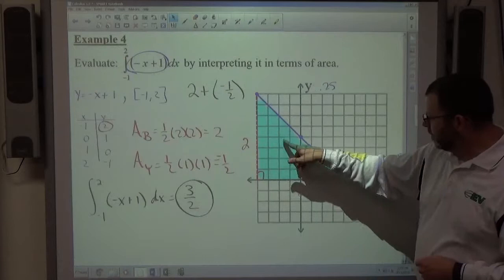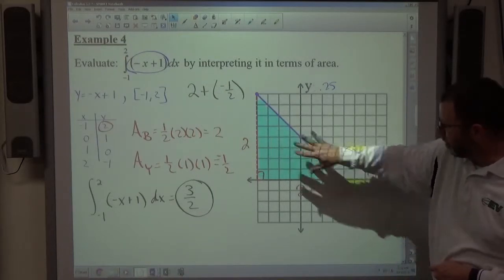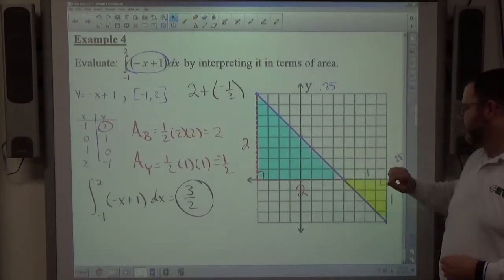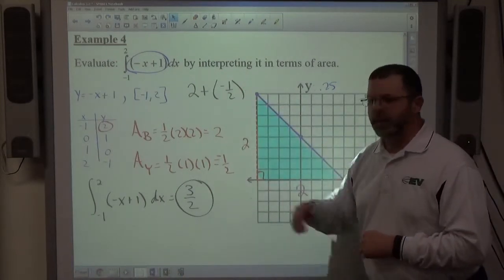When it crosses the x-axis, so some's above, some is below, find the positive area, find the negative area, add them algebraically to get the overall result.